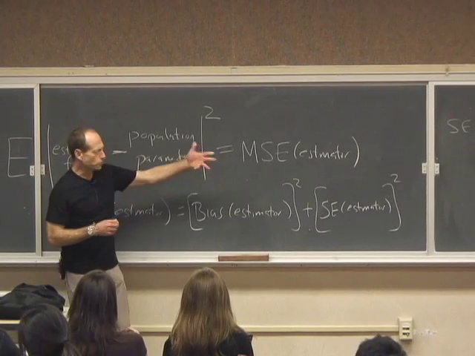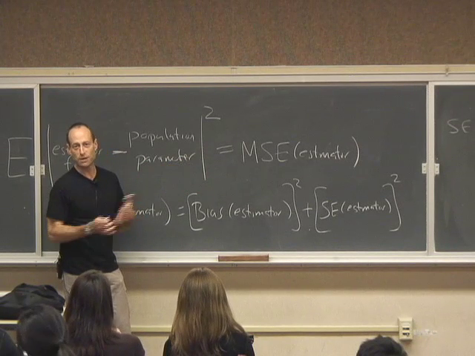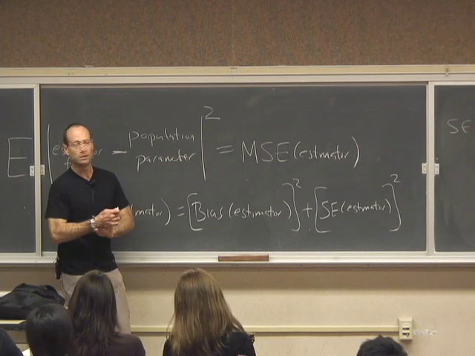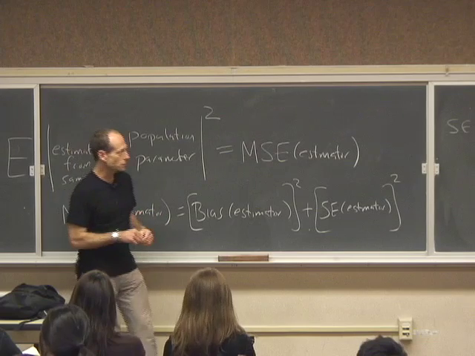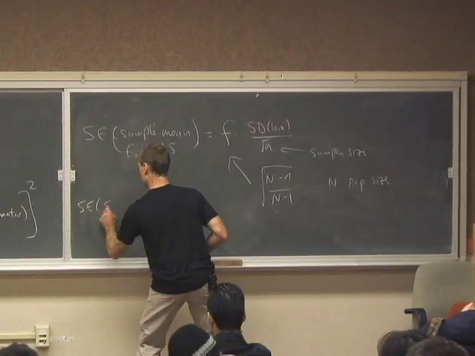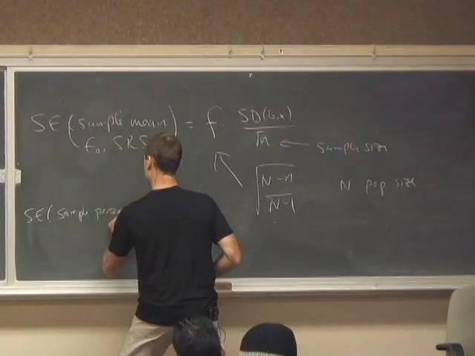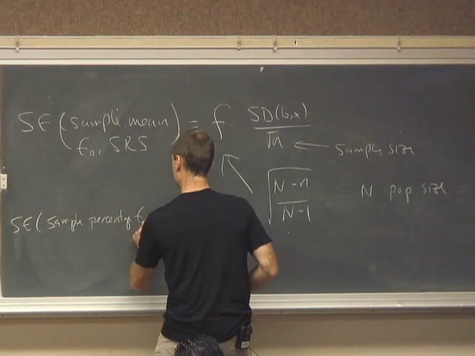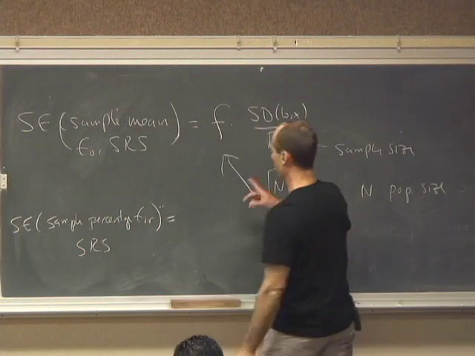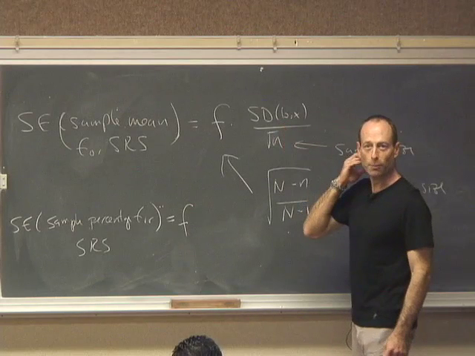Okay, and then a special case of this is the sample percentage, right? The sample percentage is a special sample mean, if the population only contains 0s and 1s. And in that case, the SE of the sample percentage for a simple random sample, we're still going to get F. The SD of the box now has a simpler form.